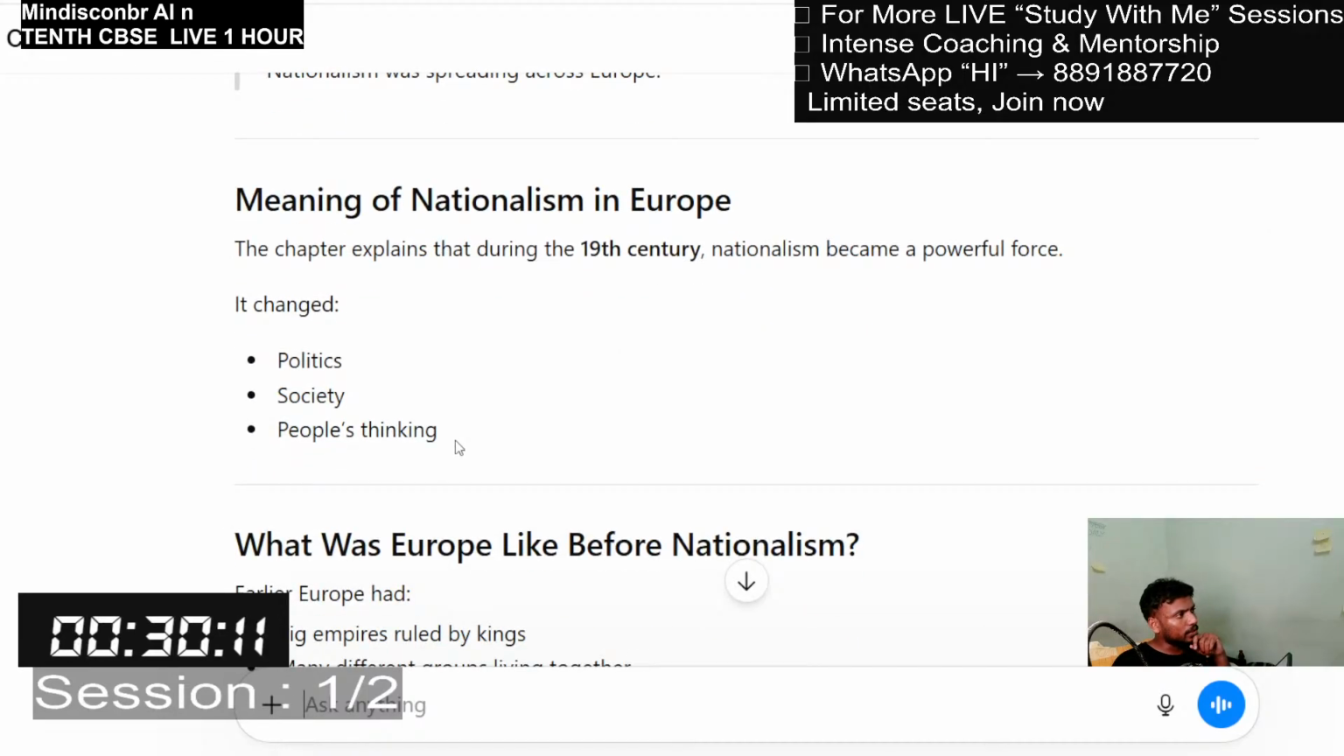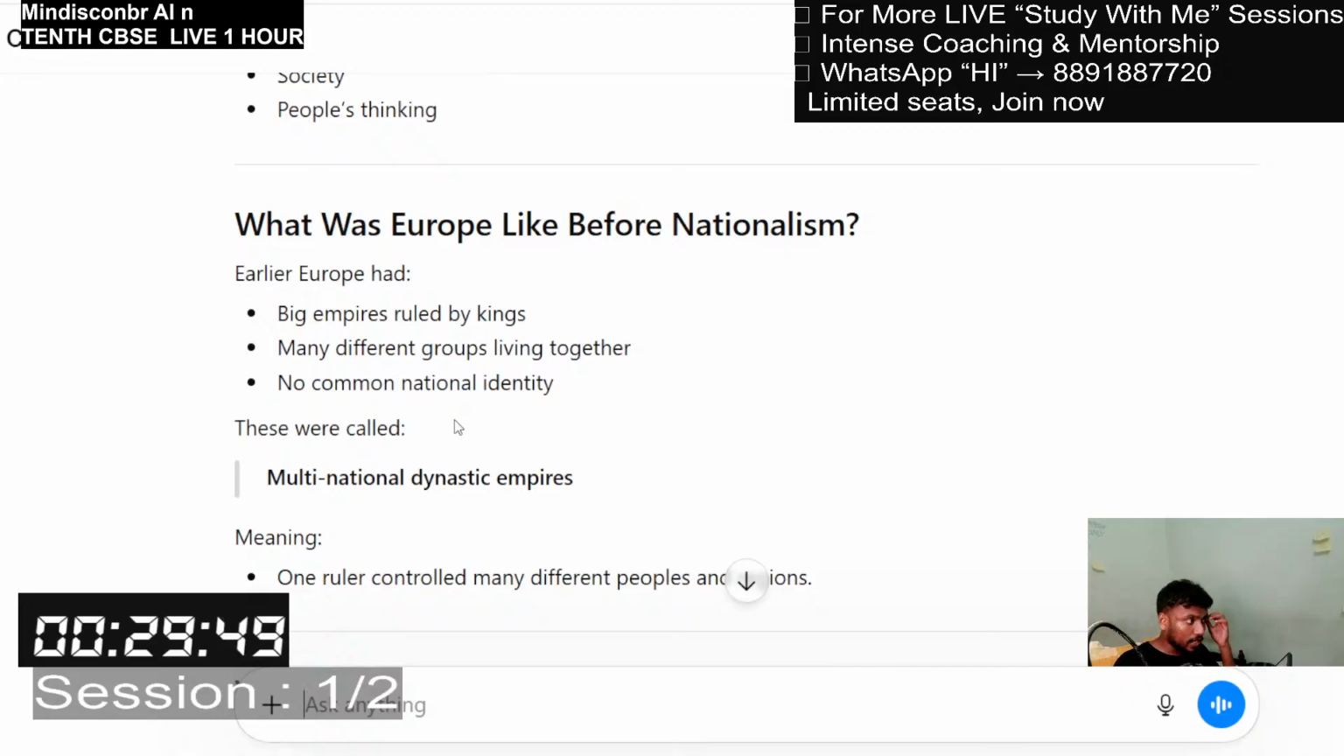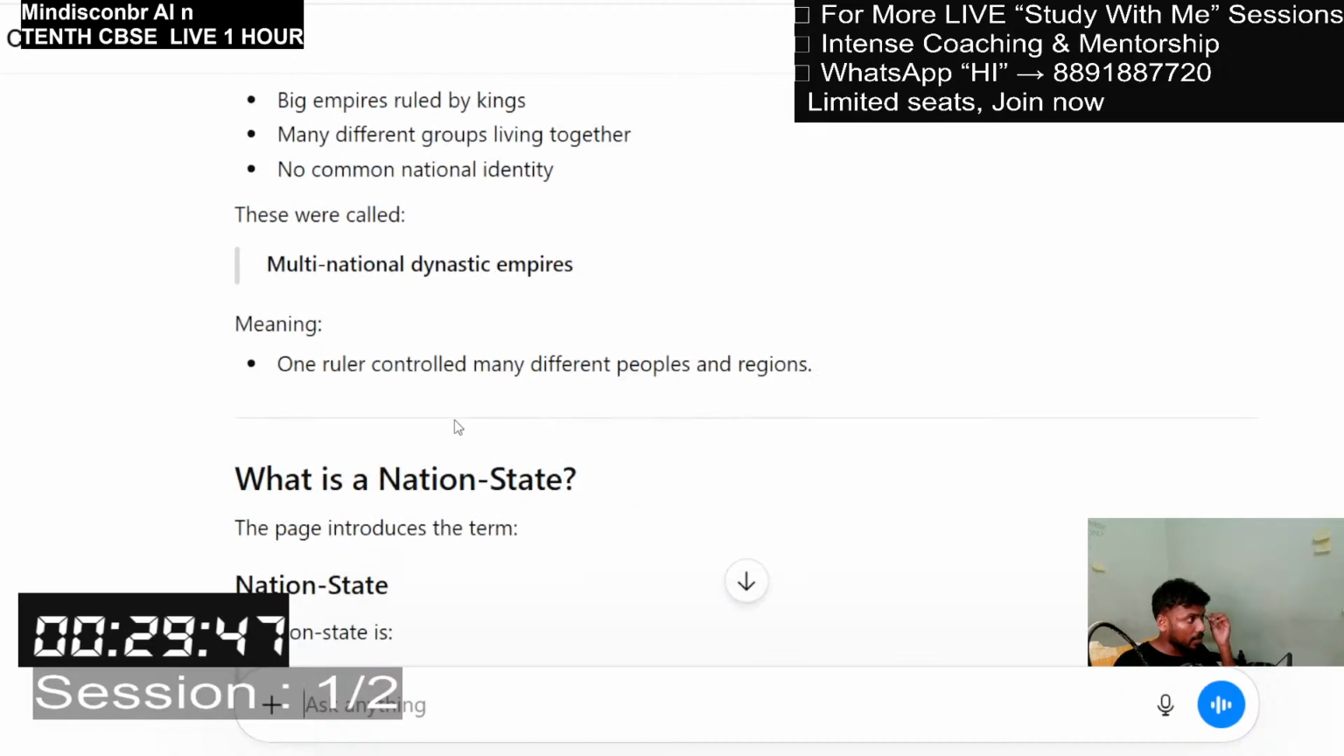The chapter explains that during the 19th century, nationalism became a powerful force. It changed politics, society, and people's thinking. What was Europe like before nationalism? Earlier, Europe had big empires ruled by kings, many different groups living together, no common national identity. These were called multinational dynastic empires, meaning one ruler controlled many different people and regions.